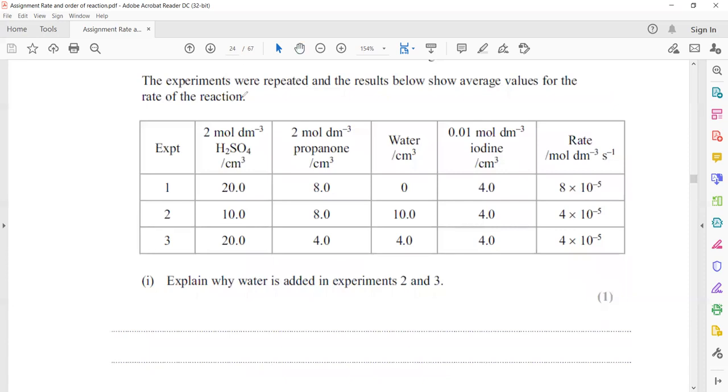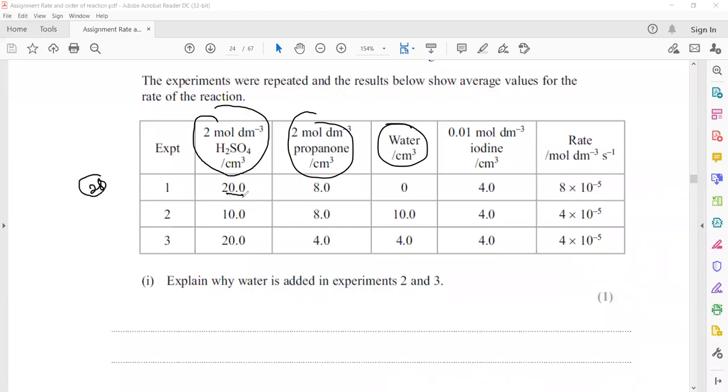The original concentration of sulfuric acid is 2 mole per dm cube, and propanol is 2. But when we take the total volume, as you can see, the total volume of the solution is 28. So with respect to 28, the amount of sulfuric acid is 20 and propanol is 8. That means the volume will be proportional to concentration in the mixture. In the mixture, the one which has a greater volume will have a greater concentration.